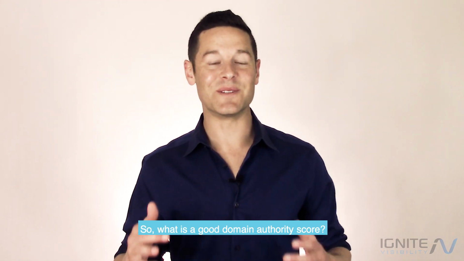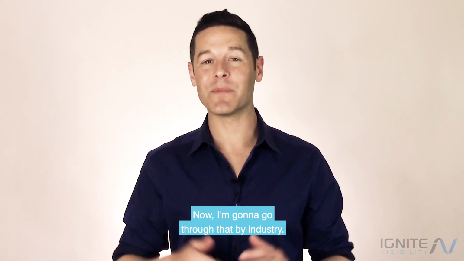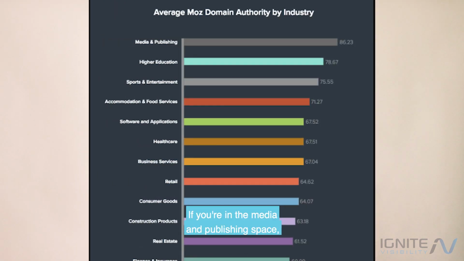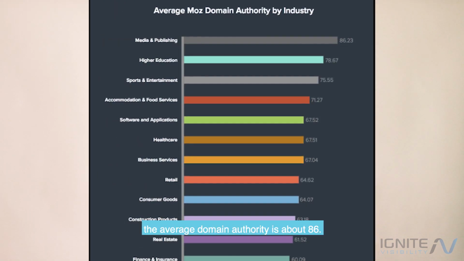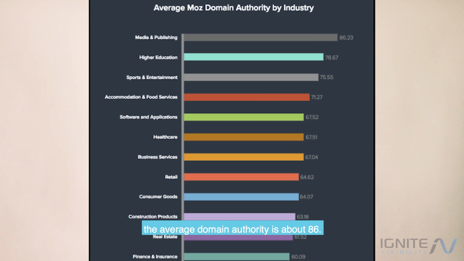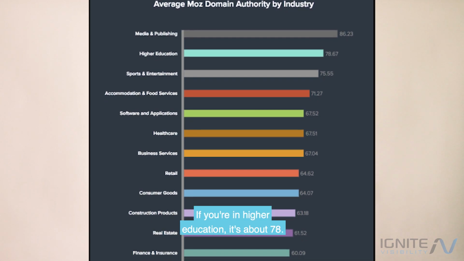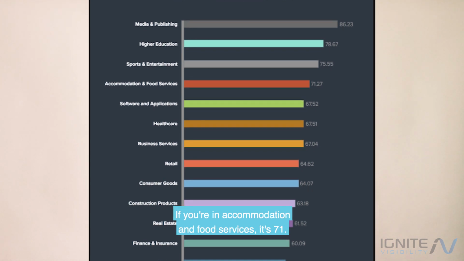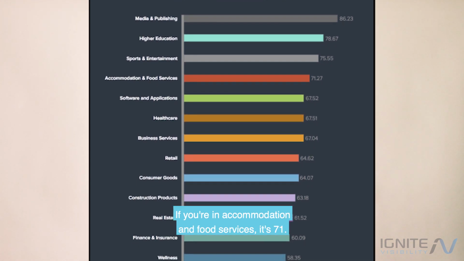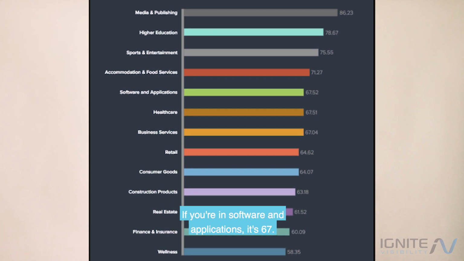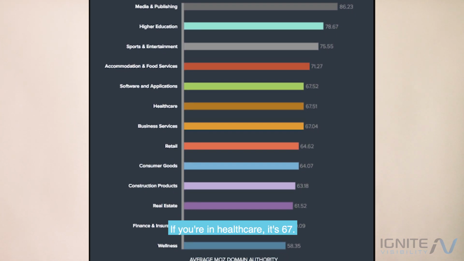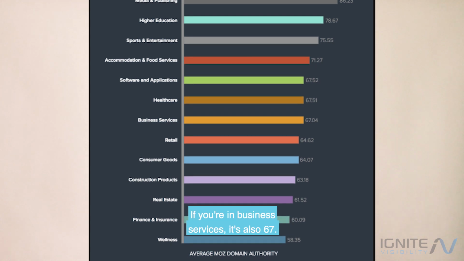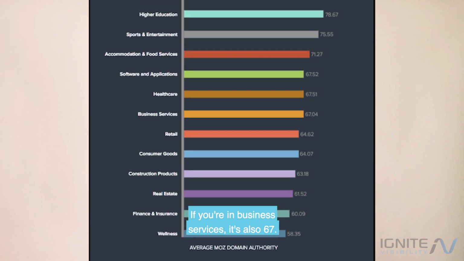So what is a good domain authority score? Now I'm going to go through that by industry. If you're in the media and publishing space, the average domain authority is about 86. If you're in higher education, it's about 78. If you're in sports and entertainment, it's 75. If you're in accommodation and food services, it's 71. If you're in software and applications, it's 67. If you're in healthcare, it's 67. If you're in business services, it's also 67.